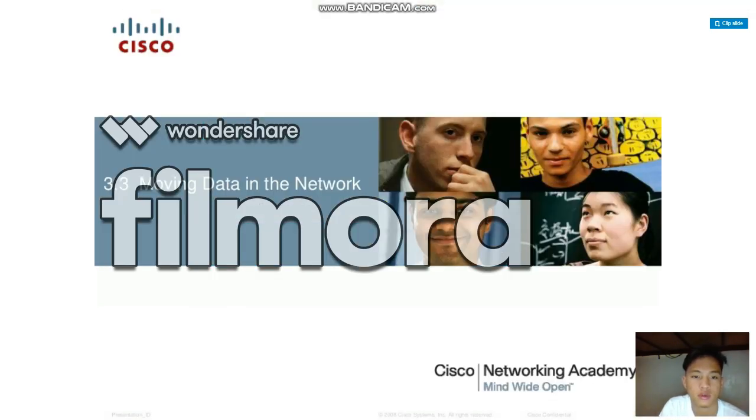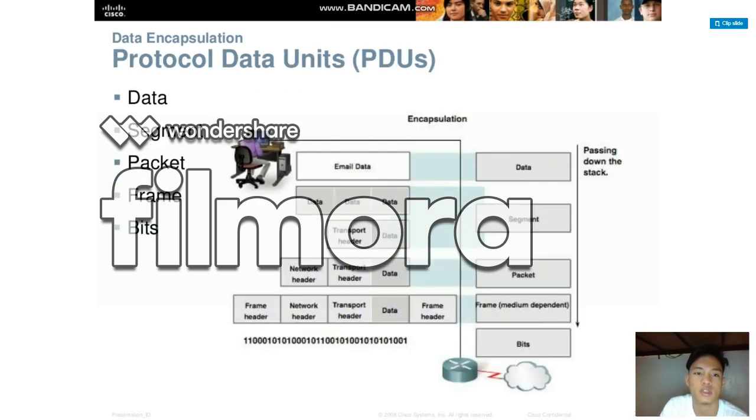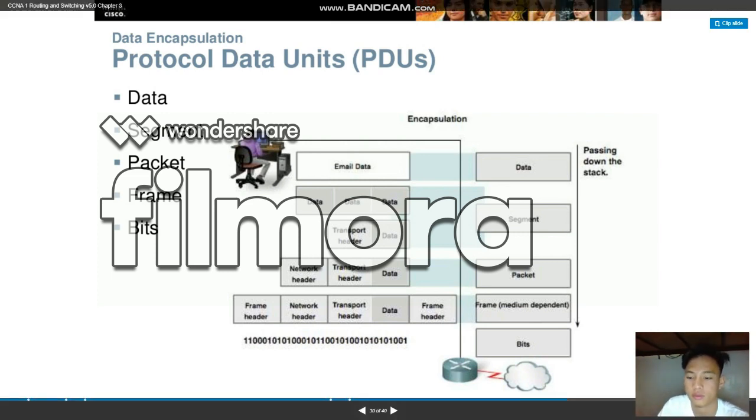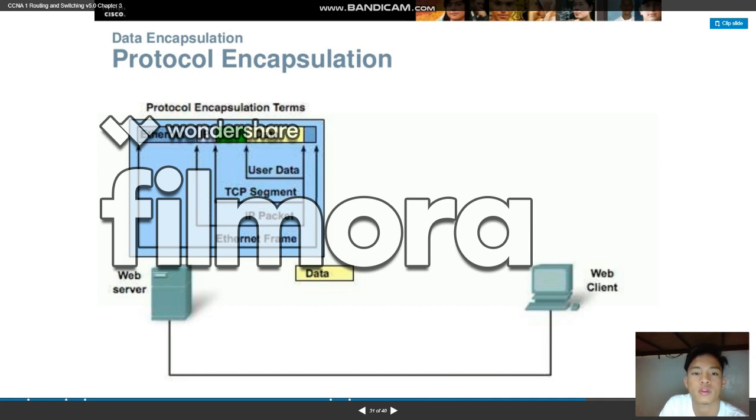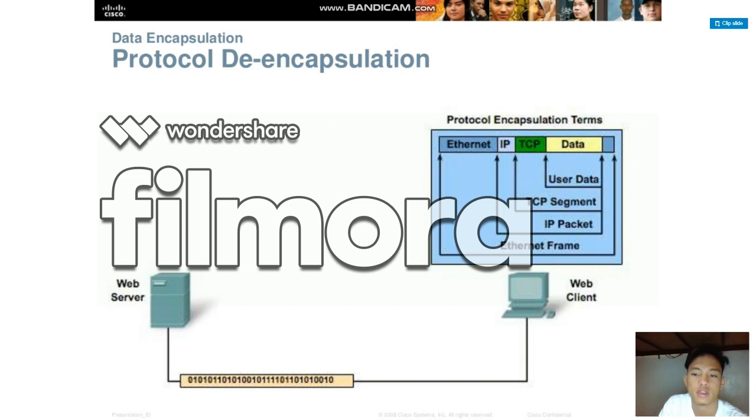Moving data in the network. So we are already in chapter 3.3, segmenting the message. Segmenting message benefits: different conversations can be interleaved, and it increases reliability of network communication. Segmenting message disadvantage: increased level of complexity. The protocol data units: data, segment, packet, frame, and bits. So this is the illustration. So this is an illustration of protocol encapsulation and de-encapsulation.